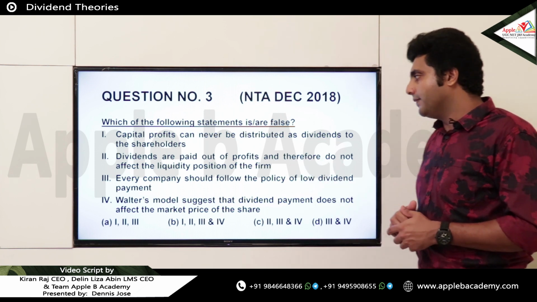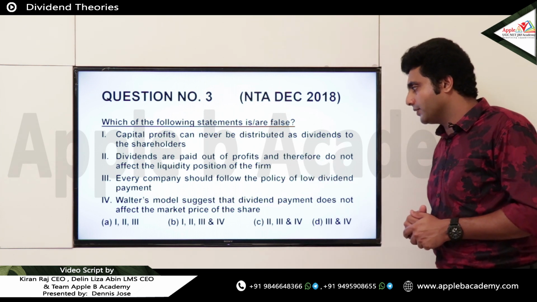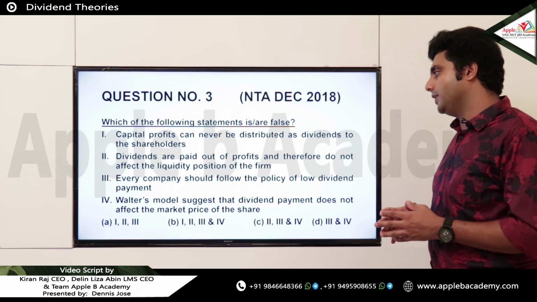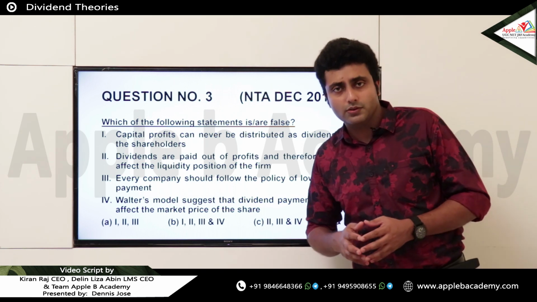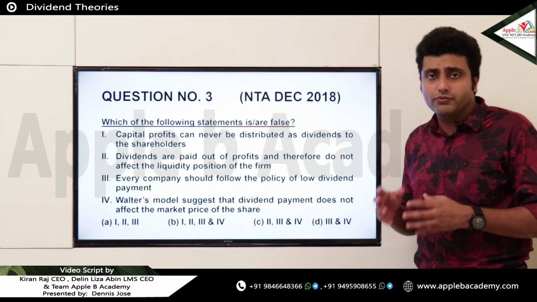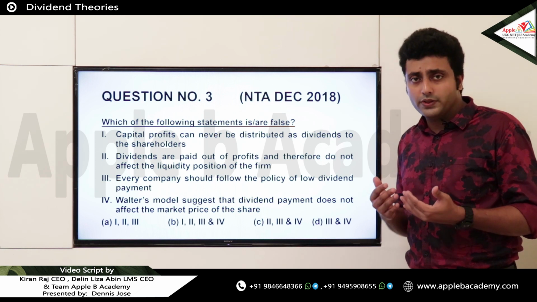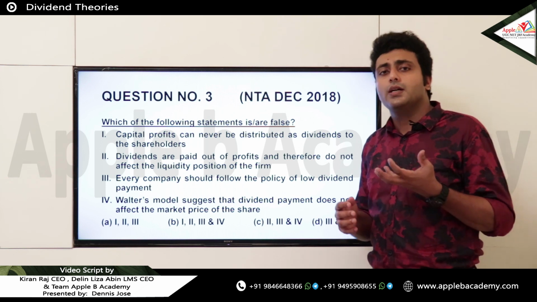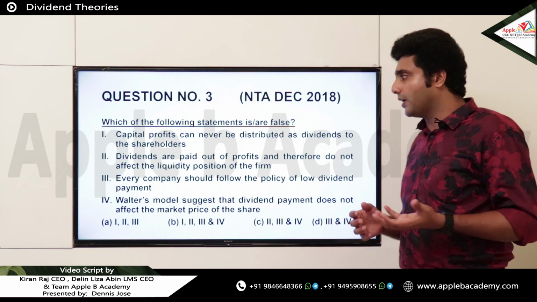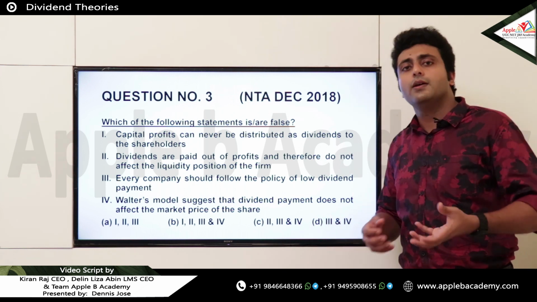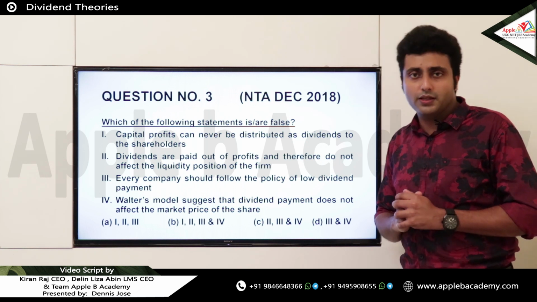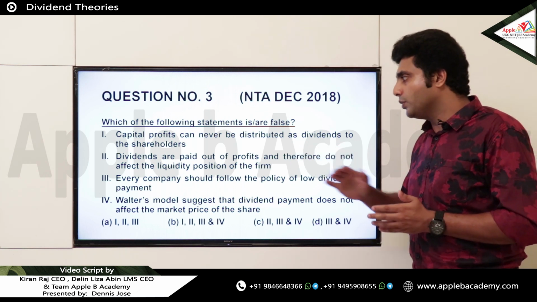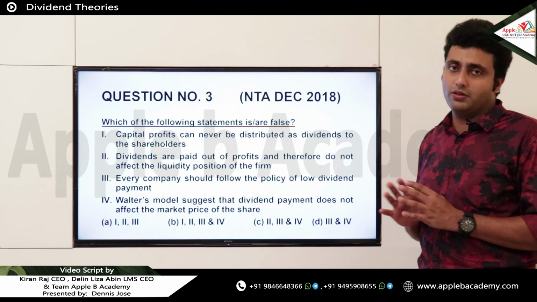What about 2? Dividends are paid out of profits and therefore do not affect the liquidity position of the firm. That is also wrong, because dividend is paid after paying the tax, from net profit after tax we pay the dividend. So, it affects the cash flow, because rather than giving dividend you can actually place that money in the reserves, right. So, 2 also false. So, 2, 3 and 4 are wrong.